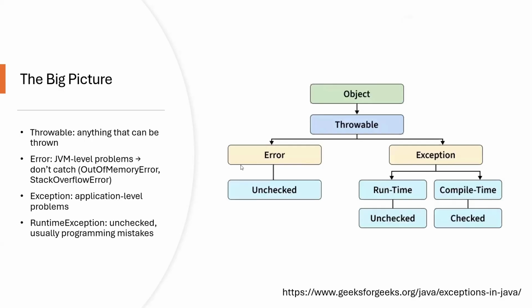Errors are JVM level problems. Basically, they're out of your control. You can't really handle them, so we don't even try to catch those. Exceptions, on the other hand, we do try to handle depending on what kind of exception they are.